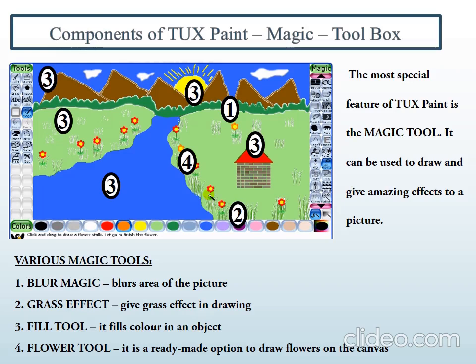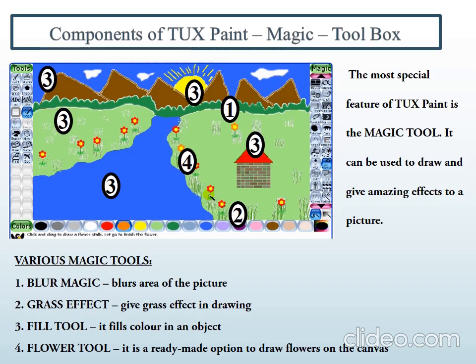Now using this magic toolbox, there's an option here called mountains, and you can just do normal mountains. And after drawing with the normal paint, if you click onto the magic, how can we do an effect of the magic? There is an option called blur effect, grass effect, fill colors, and flower tools. Okay, now from the magic, number 1, if you have seen, I have marked a number 1 in the picture. What is it?